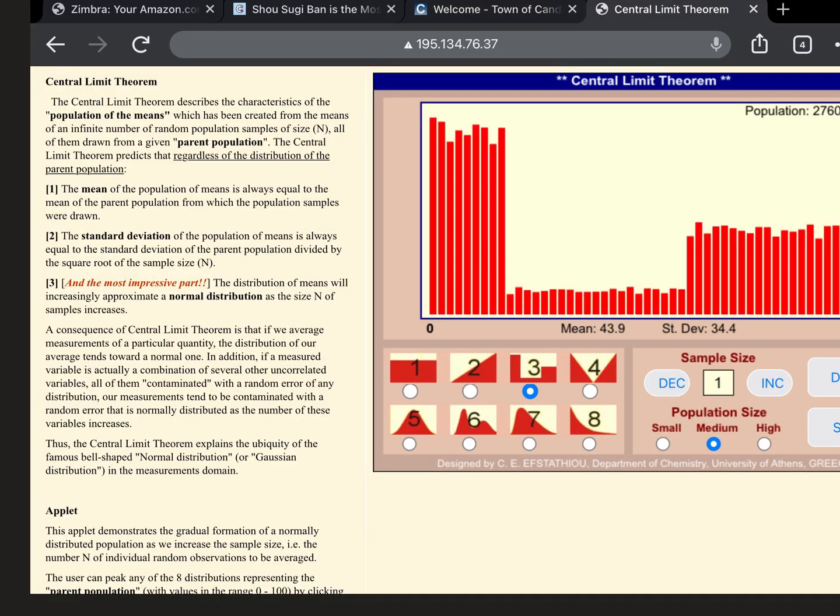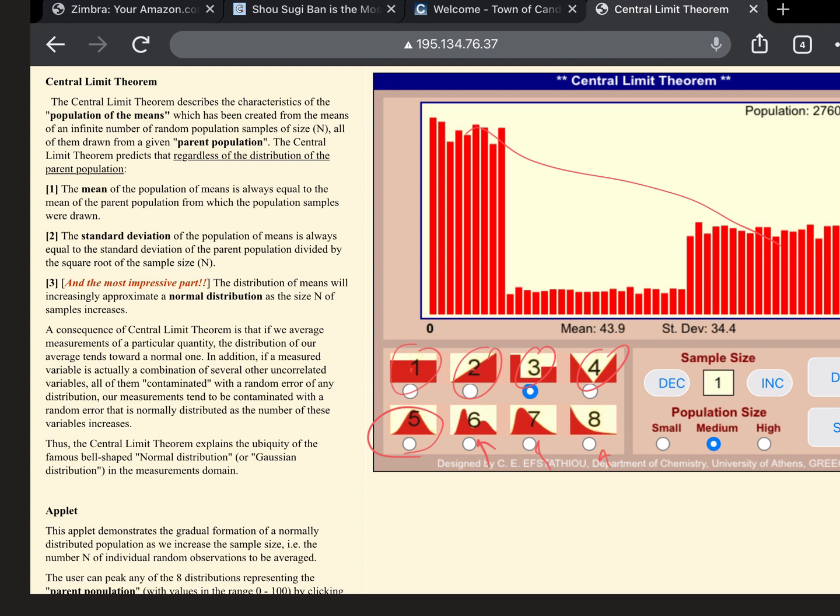So, I went out and used this applet, and it let me pick different shapes of populations. Here you'll see normal, this one is bimodal, this is right skewed, very right skewed, this is left skewed, this is uniform, and I chose number 3, which I guess is right skewed, but it's not a nice right skew, it's really wacky.